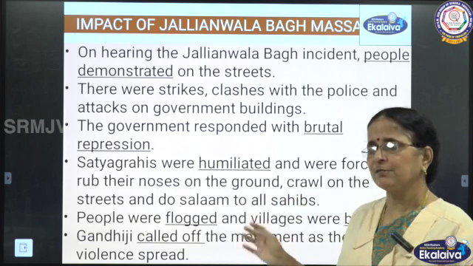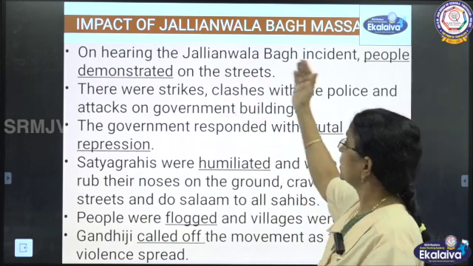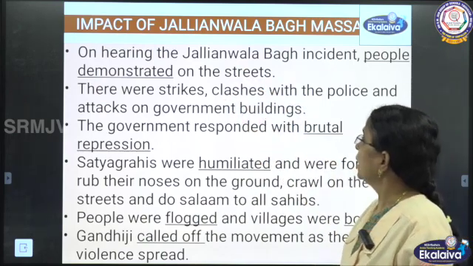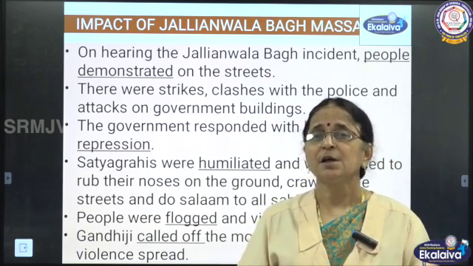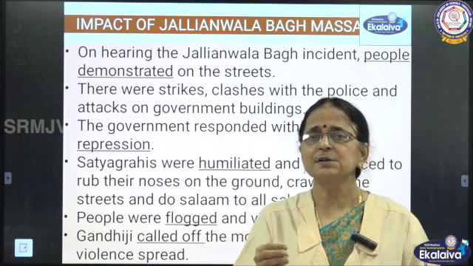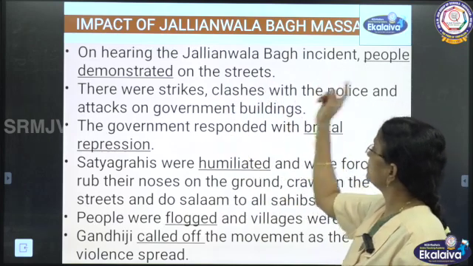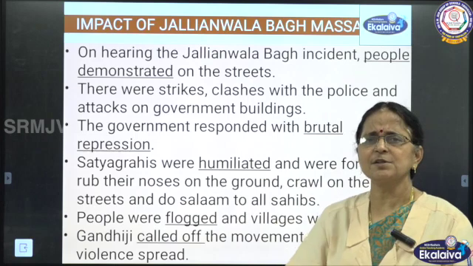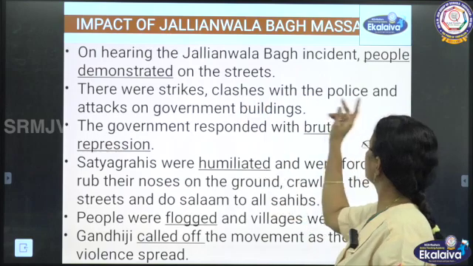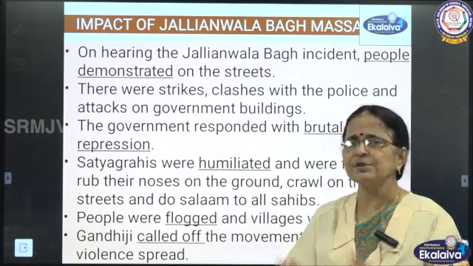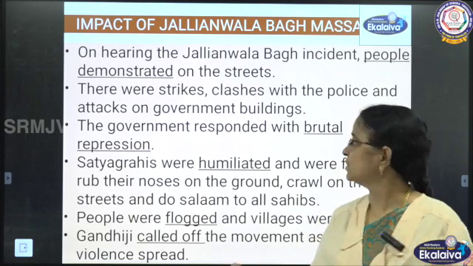We have seen the cause and we are into the consequence, the impact of the Jallianwala Bagh massacre. Now we can see that the communication was not as quick as we have today. The news of the Jallianwala Bagh massacre reached the people a little later. On hearing of the incident, people demonstrated on the street, shouting against the British government. There were strikes, clashes with the police and attacks on government buildings, whichever symbolized British administration.